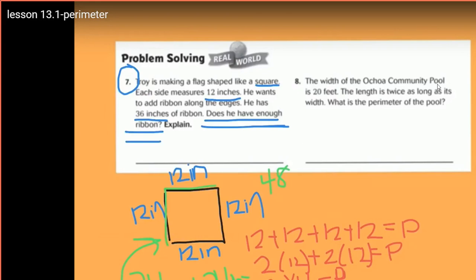Welcome, Badr. Continuing the lesson, okay? We're talking now about perimeter. Then kindly focus.